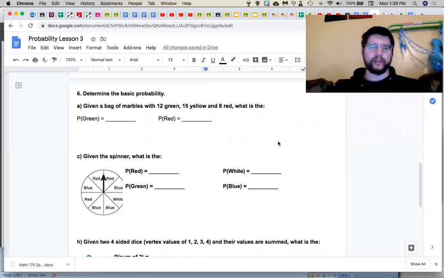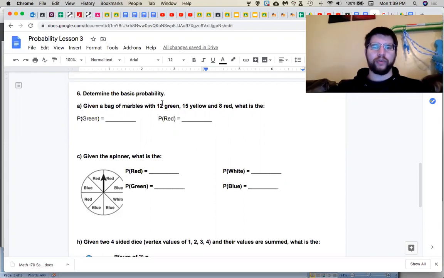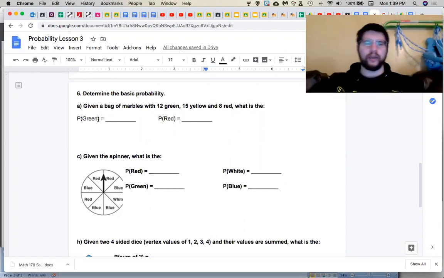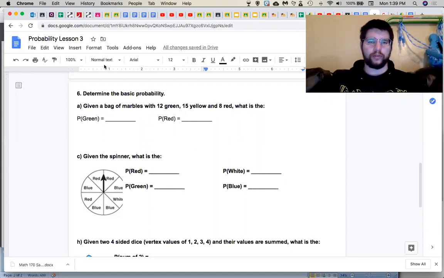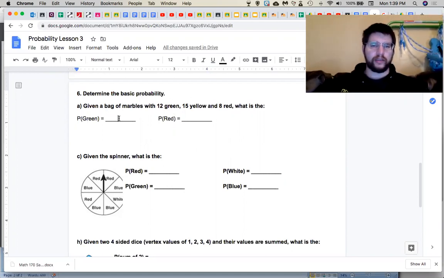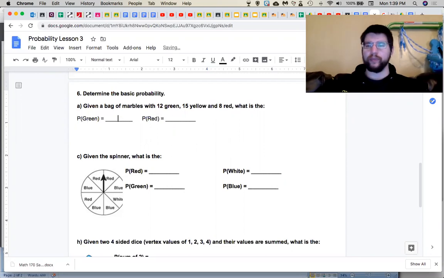So the next one. Determine the basic probability. Given a bag with 12 green, 15 yellow, and 8 red marbles, what is the probability of green? Well, remember, probability is what you want over the total. So how many green are there? 12. So that's going to be my numerator. So I'm going to just make a fraction here.